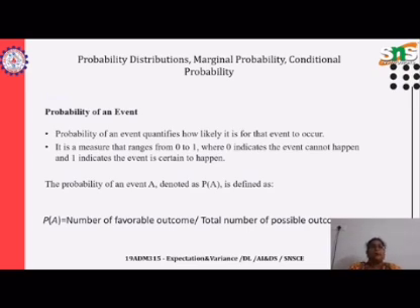The event has occurred for us. If it is 0, it indicates that the event cannot happen. 0 means that event never happens. That is what we call probability: 0 or 1, head or tail. So 1 means the event has occurred, and 0 means it cannot happen; that event will never happen.